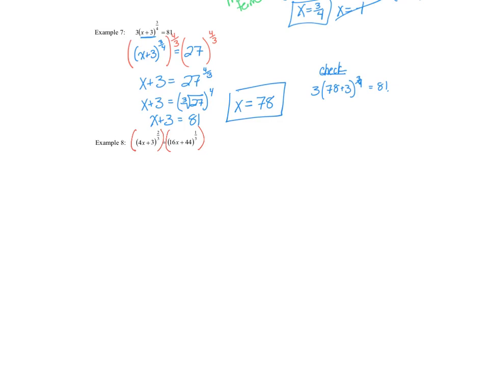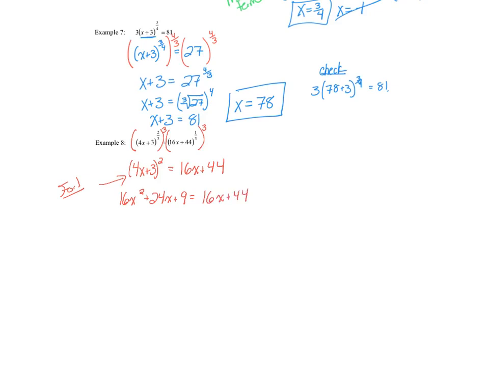Since the denominators are both 3, if you multiply both of these fractions by a 3, then those denominators will cancel. So we're going to be left with 4x plus 3 squared, because 2/3 times 3 is 2, is equal to 16x plus 44. 1/3 times 3 is just 1, so you have 16x plus 44 to the first power, which is just 16x plus 44. And then this is just a very straightforward algebra problem that you have to FOIL on the left side and then solve for x. So when you FOIL 4x plus 3, we get 16x squared plus 24x plus 9 is equal to 16x plus 44.